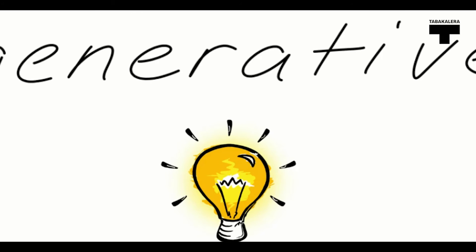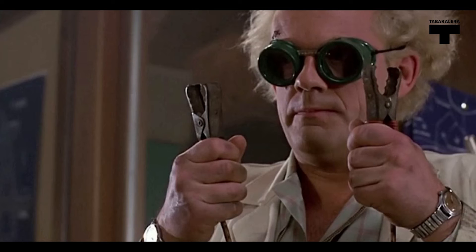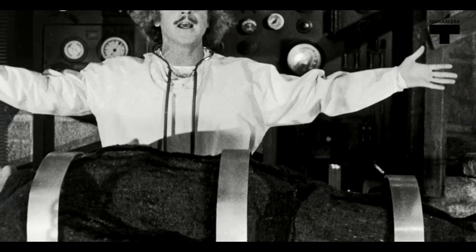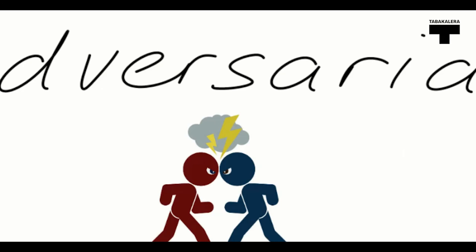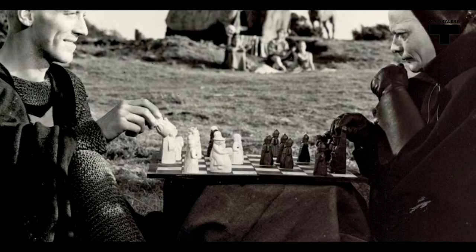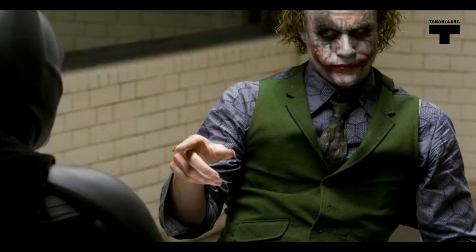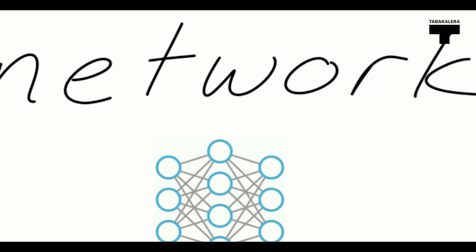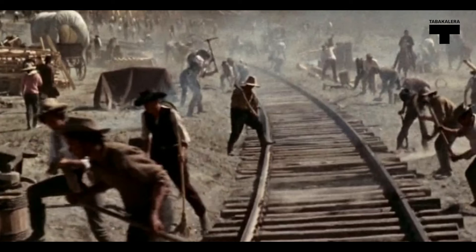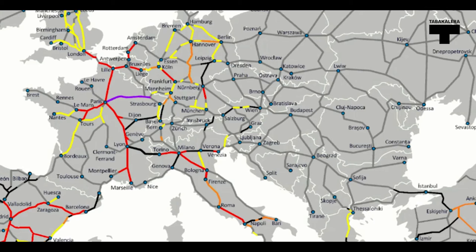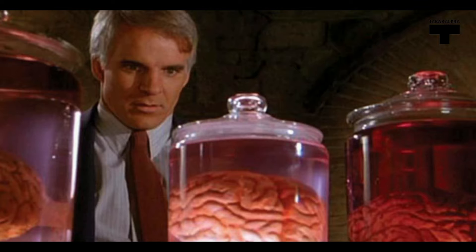So the word generative may conjure images of ideas and inventiveness, of creating something or making something. Adversarial might suggest conflict, competition, and opposing forces like good or evil, hero or villain. And network usually refers to a system of interconnected points, like a mobile phone network or a rail network, where towns and cities are connected by tracks.